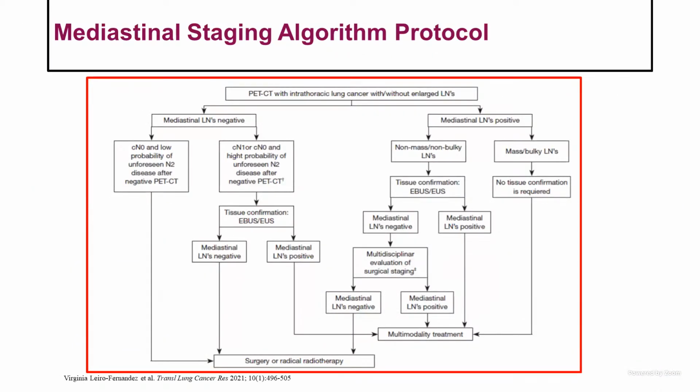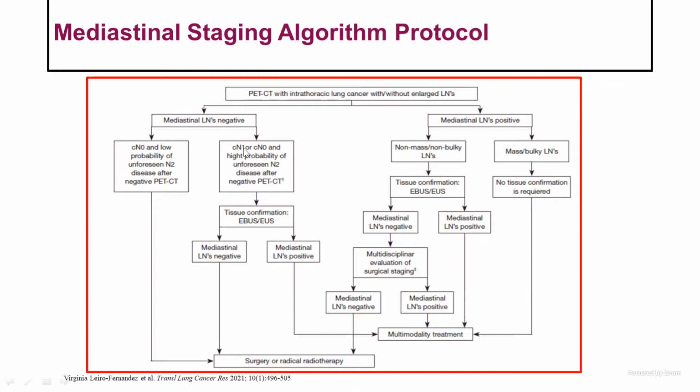This is the mediastinal staging algorithm. If on PET CT with an intrathoracic lung mass, the patient has mediastinal lymph nodes negative on PET CT, that means the patient has clinically N0 or low probability of unforeseen N2 disease after negative PET CT. The patient will go directly for surgery, and if he is not fit for surgery medically or has other comorbidities, he will undergo radical radiotherapy.